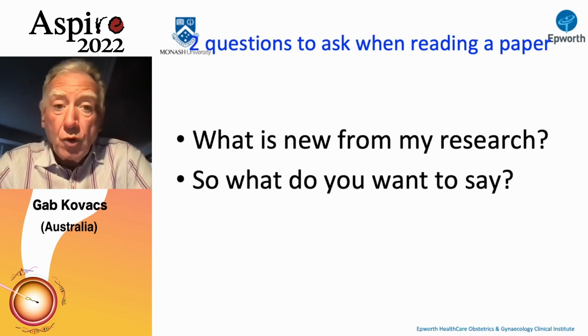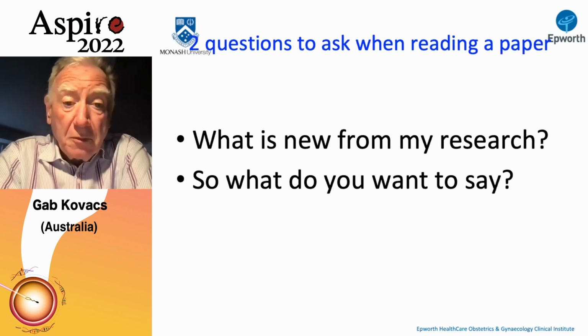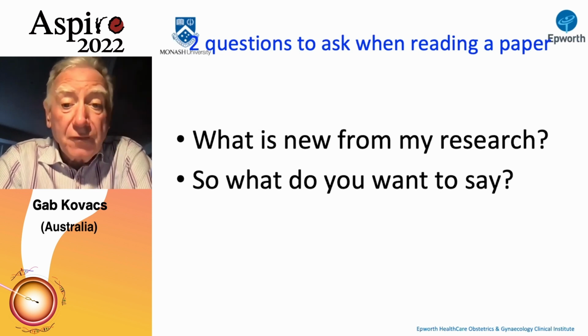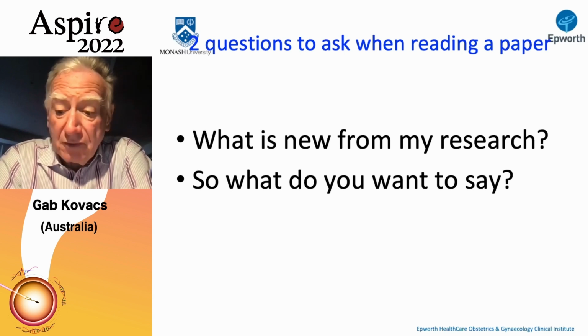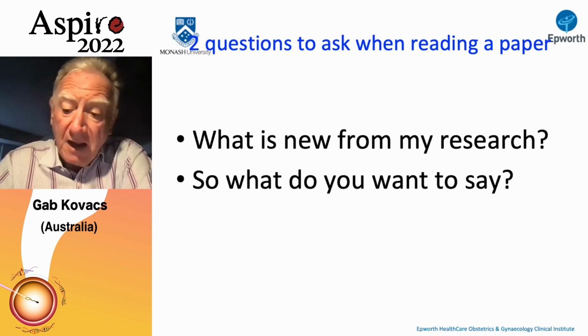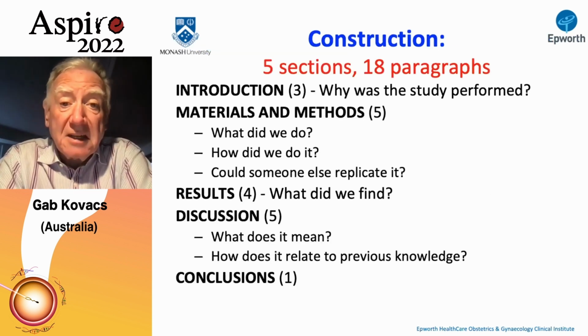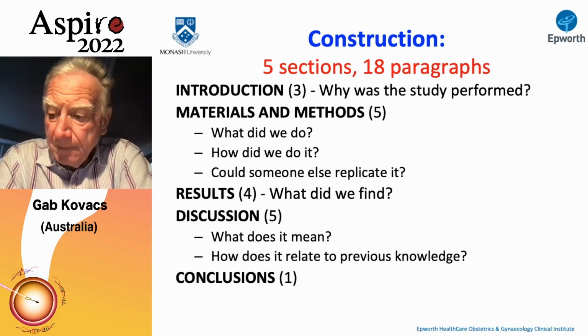Well, the first two questions we ask when we write a paper are: what is new from my research? And what do I want to say to get the message across? And Hans Evers' formula for this is to have 5 sections with a total of 18 paragraphs. And that's all you need to write a paper of a quality that'll be accepted by refereed journals.